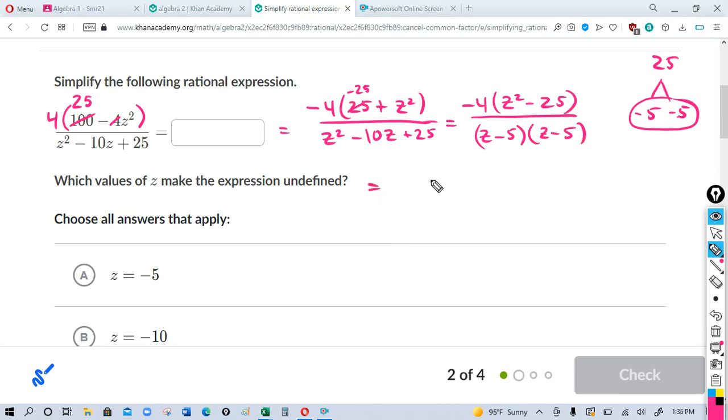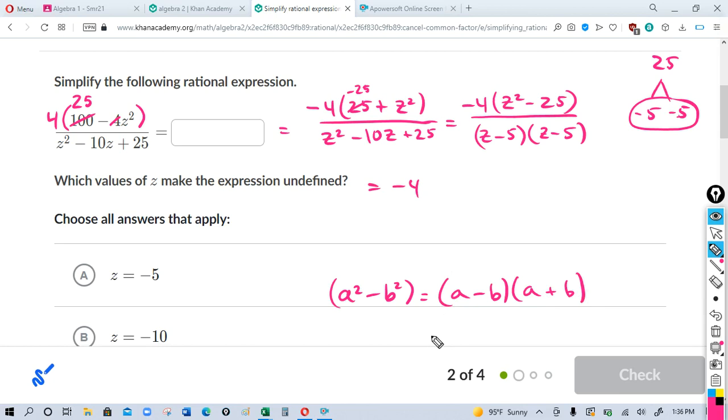And now, we still have the negative 4, but here we have z squared minus 25. Okay, so there's a formula for this. If you have a squared minus b squared, that's the same as a minus b times a plus b.